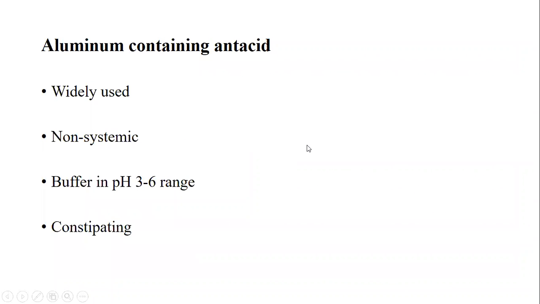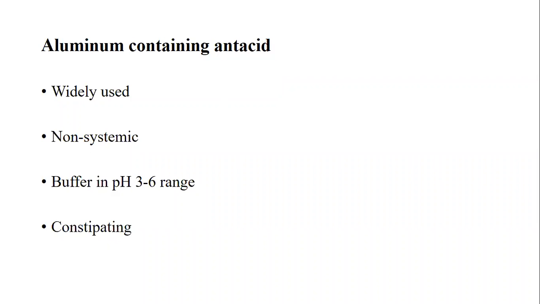So that is aluminium containing antacid. Aluminium containing antacid is widely used, and it is a non-systemic antacid. Under non-systemic antacids, we saw aluminium containing antacids, magnesium containing antacids, calcium containing antacids. So first we will look into aluminium containing antacid. It usually buffers in the pH range of 3 to 6, and it is constipating in action. So this is in general about your aluminium containing antacids.